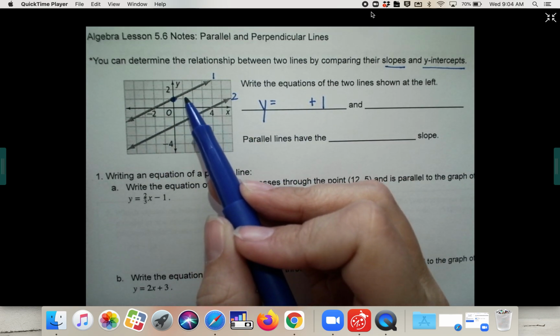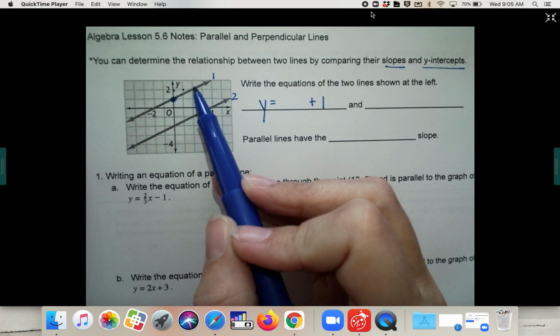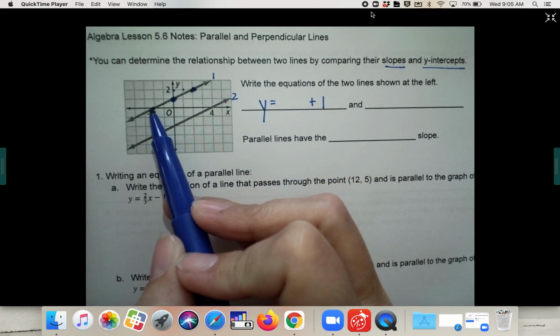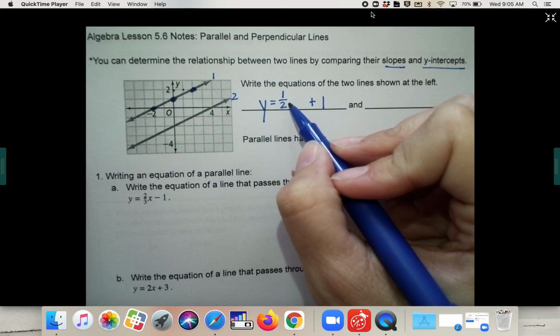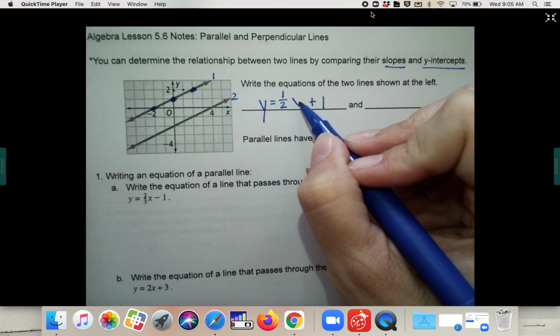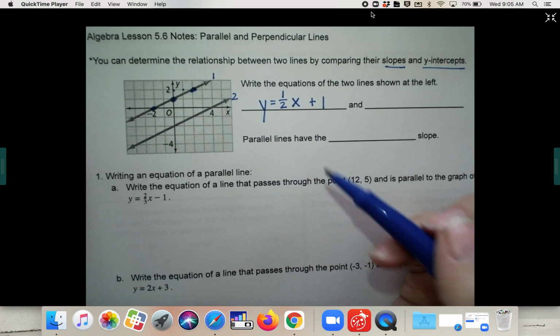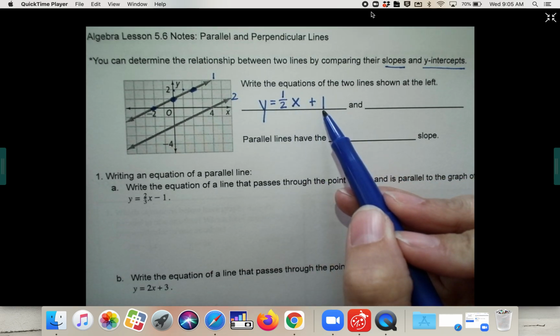So it's going uphill, so it's positive, and it looks like it's going up 1 over 2. Let's double check, up 1 over 2. Yes, so it's going up 1 over 2. It's rising 1, running 2, and don't forget your x. So our first equation is y = 1/2 x + 1, because that's rise over run, and this is the y-intercept. This is your m, this is your b.